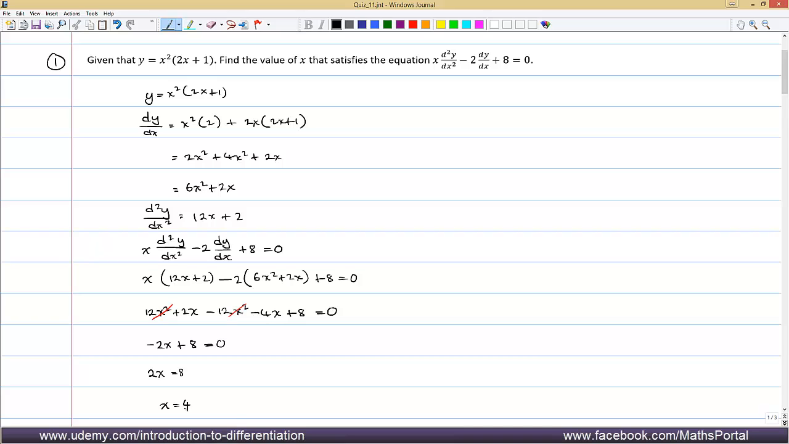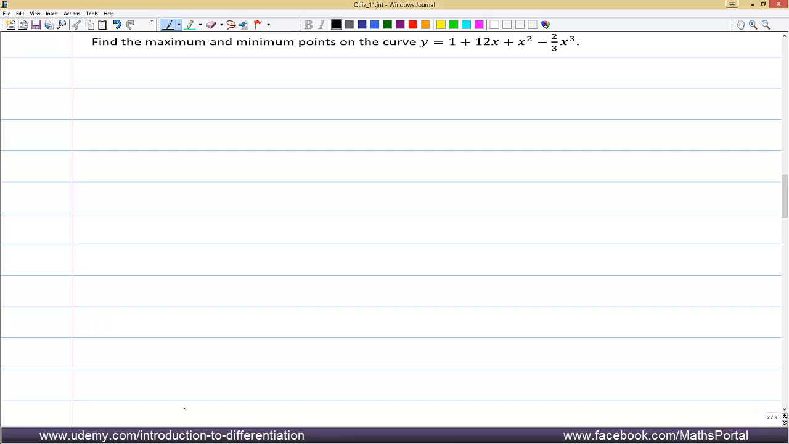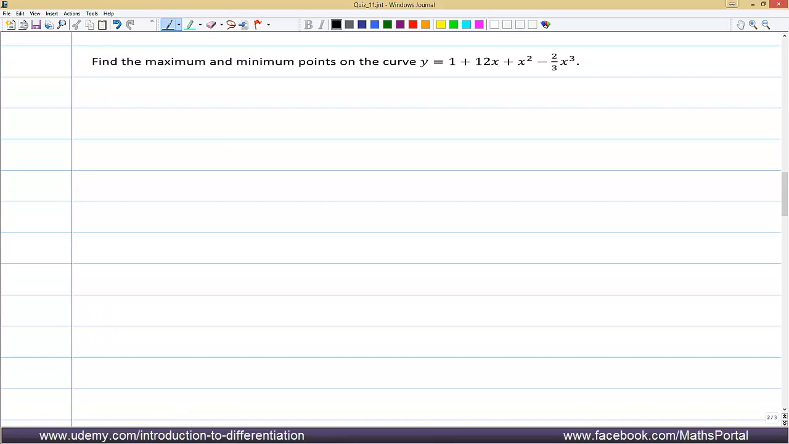Alright, let's move on to the next question. Question number 2. Find the maximum and minimum points on the curve y equals 1 plus 12x plus x squared minus 2 over 3 x cubed.